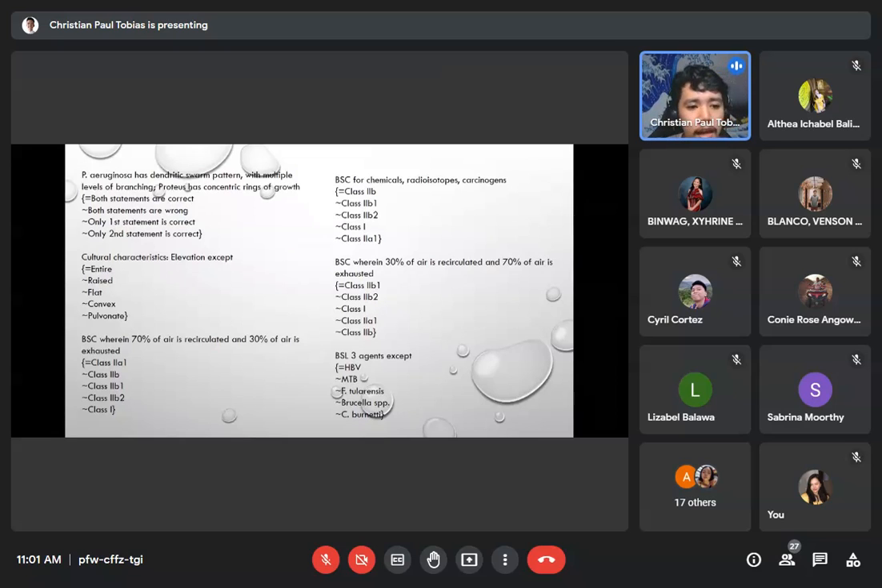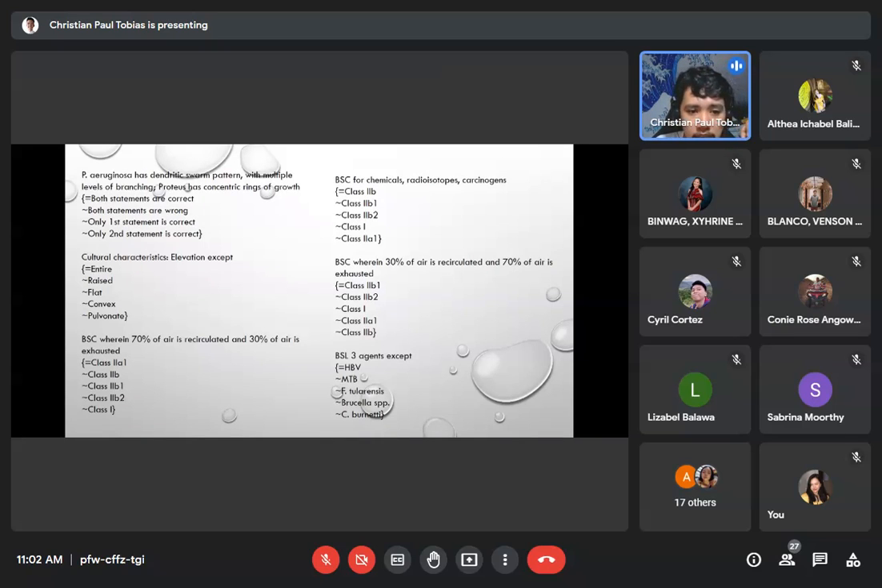Okay. Biosafety cabinet wherein 70% of air is recirculated, 30% exhausted. 2A1. Si 2B, sila yung mga toxic, carcinogens, radioisotope, ito yung cabinet na gagamitin. Plus 2B. Kapag 2B1, 30%, baliktad lang. So, 30% naman ang recirculated sa 2B1 at 70% naman ang na-exhaust. Binaliktad lang. Ay, so BSC for chemicals, radioisotopes, 2B. BSC wherein 30% of air is circulated, 2B1.